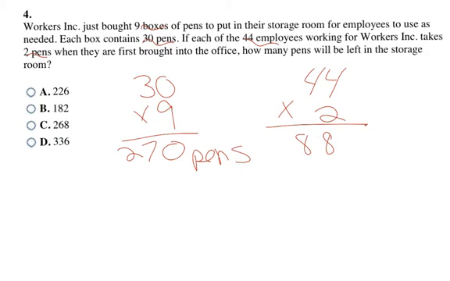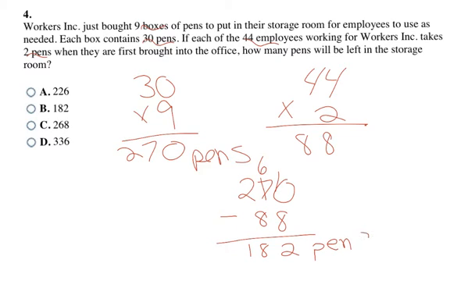And then to find the total number of pens that the employees take, I'm going to take 44 times 2, which is 88. And then my final step is going to be to take that total pens that were bought and subtract the pens that the employees took when they started their job. So when I do that, I'm going to get 182 pens left in the supply closet as my final answer. And that, looking at the problem, seems reasonable. And so my final answer is going to be B.